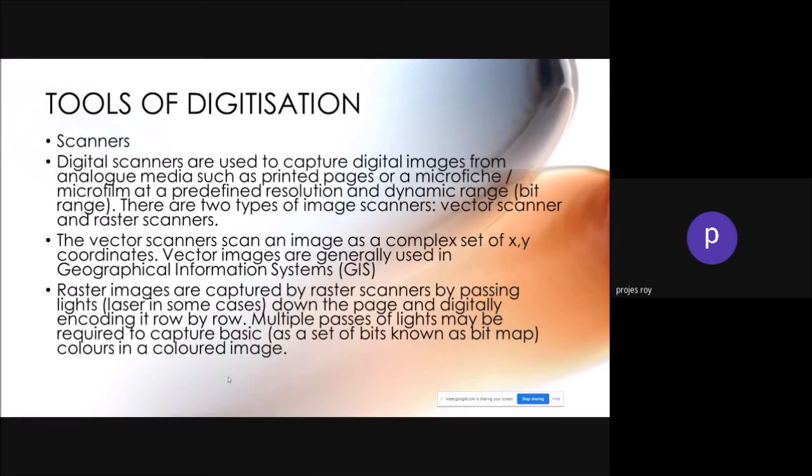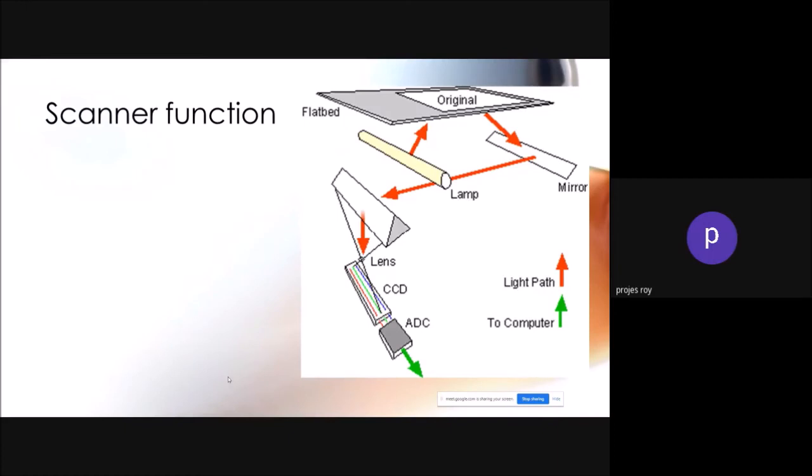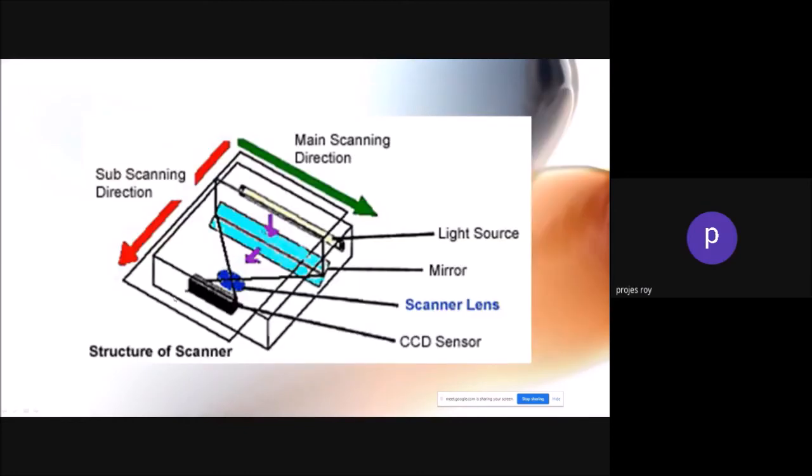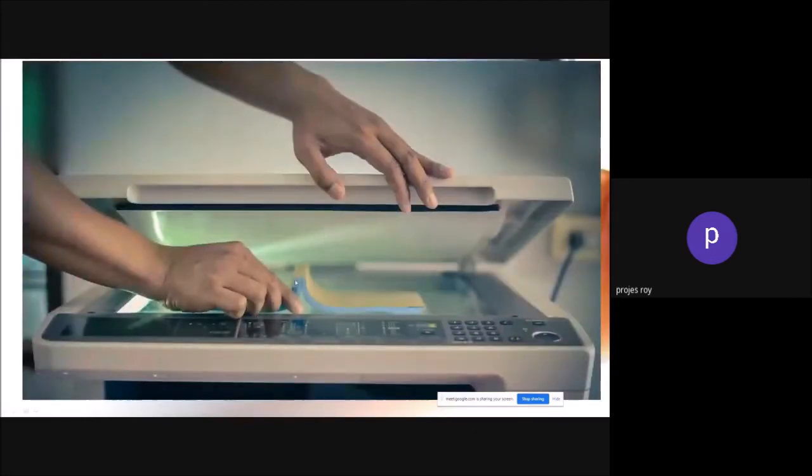Now, what will the hardware be? So scanner: you have different types of scanners. The scanner is a very important part because without a scanner, you cannot go further. So what is the function of the scanner? There is a lens, a lamp, and a mirror. Anything we put on it will be scanned through the mirror. So it is almost like that. If you put a book over there, it will scan the document.